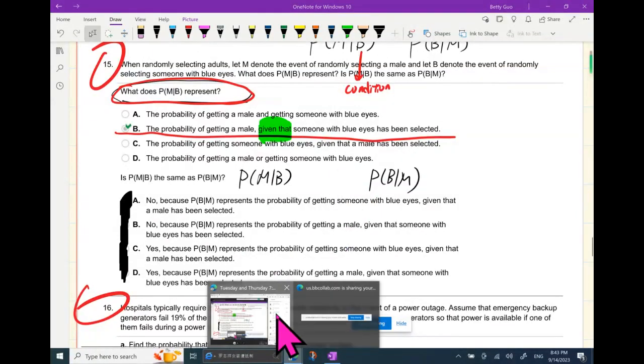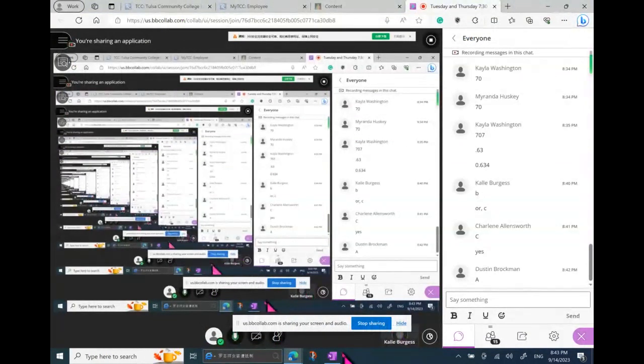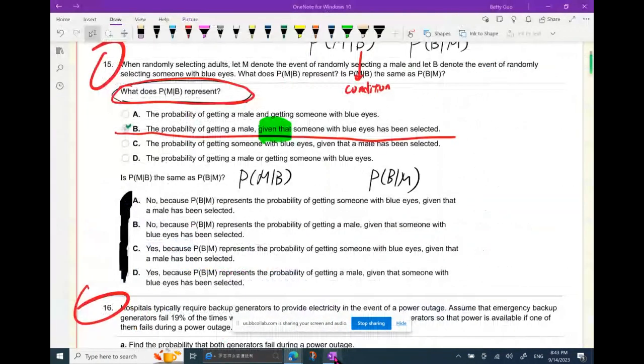Let me read A. A says no, they are not the same. For sure, they are different. So of course, C is out and D is out. And what about the reason? Because P of B given M represents the probability of getting someone with blue eyes given that a male has been selected. Given that is our condition.